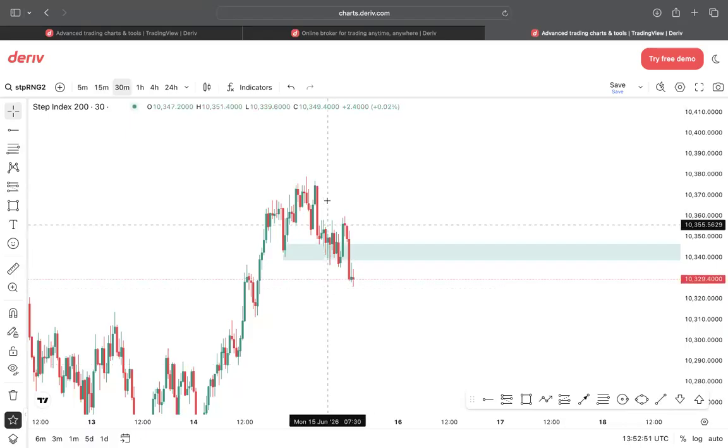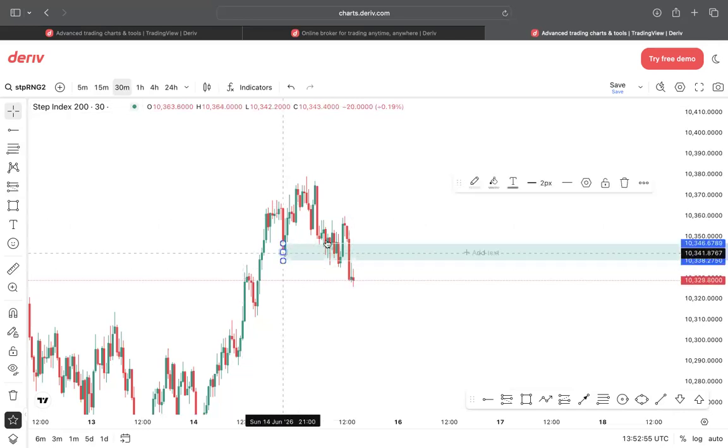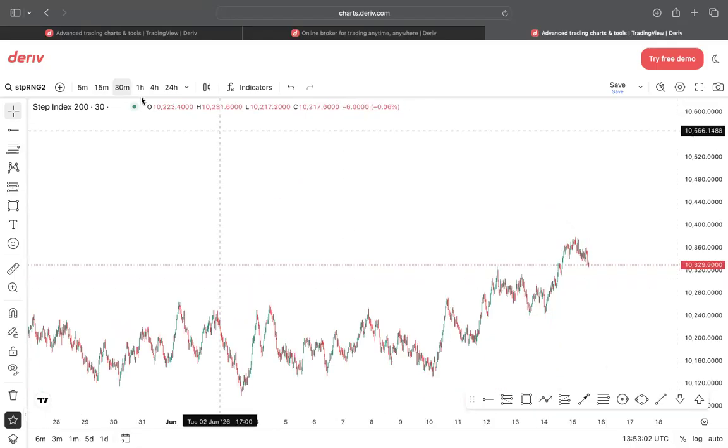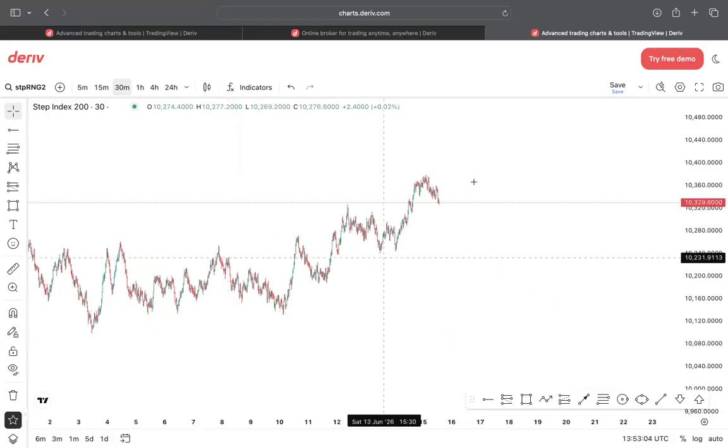So you can see that price started ranging around the POI, so I didn't actually enter, and then you can see that this was a loss. So experience is what will teach you all these things. But Step 200 is still buying.